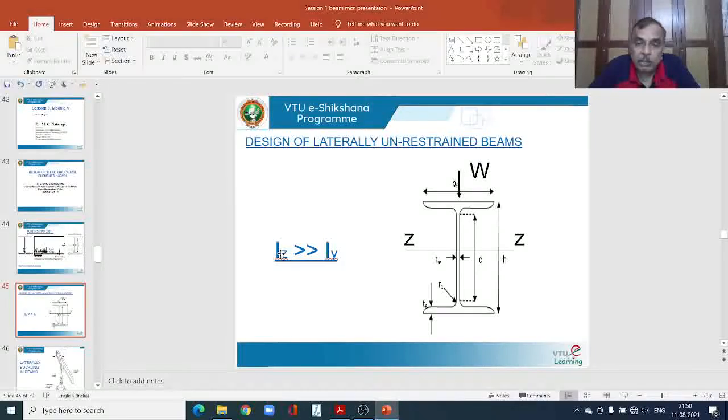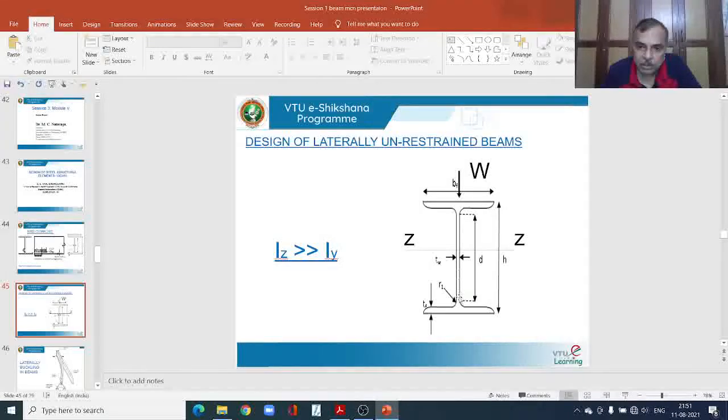Otherwise, if you have an I-beam, something like this, which is really not supported in the lateral direction, there is every possibility, even though the load is applied symmetrically, and because of one particular property of the cross section, where the moment of inertia of the section about the centroidal axis, that is I with respect to ZZ, is substantially greater compared to the I in the other orthogonal axis.